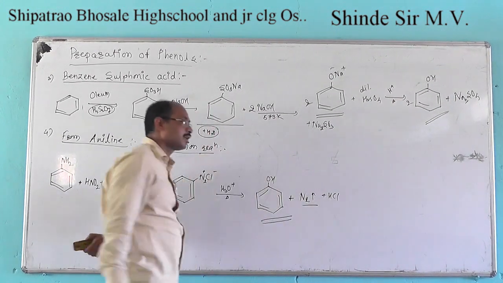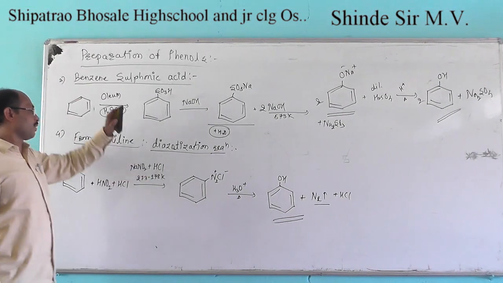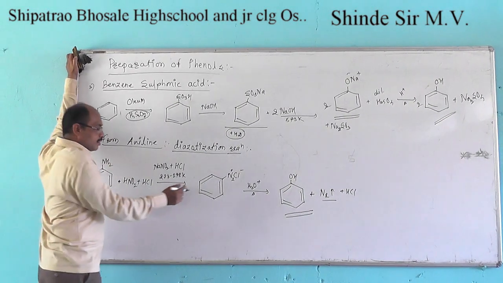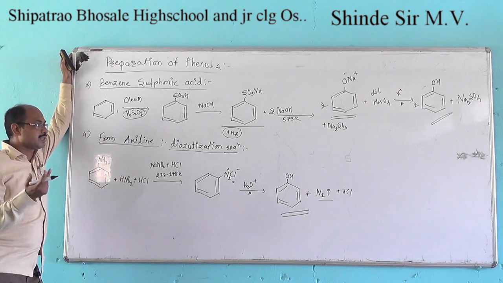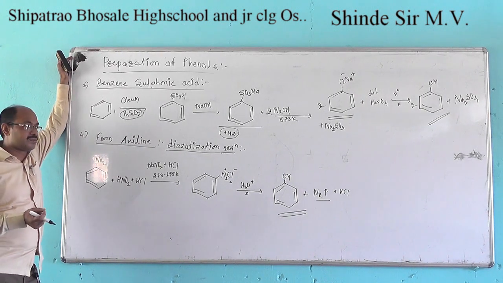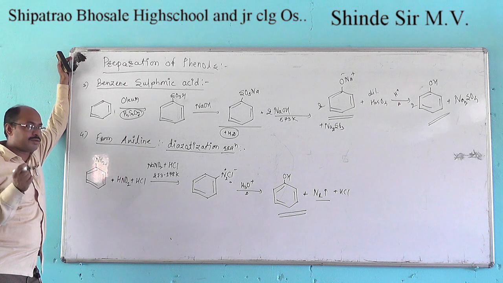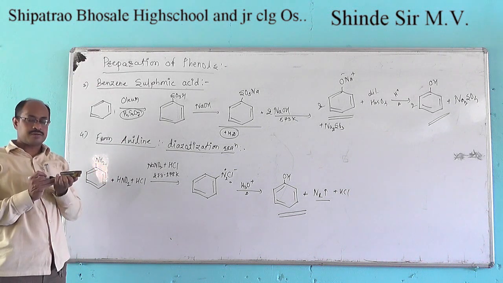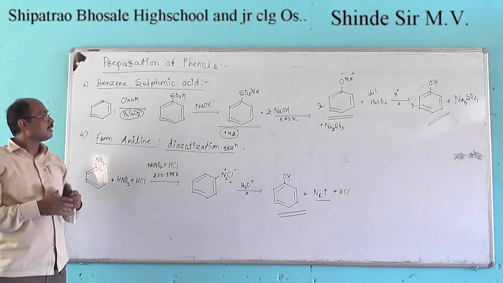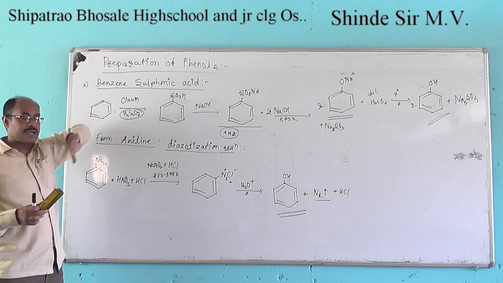We are obtaining phenol here as the main product. We are involving the formation of a diazonium salt in this reaction, so we consider it a diazotization reaction, which involves the preparation of phenol from the corresponding aniline. So these are the preparation reactions of phenols. Here we have four types of reaction.